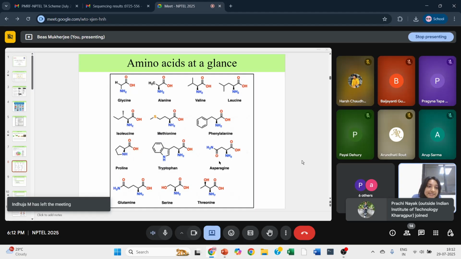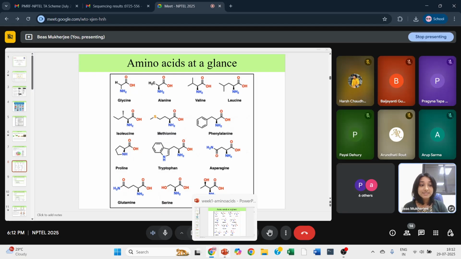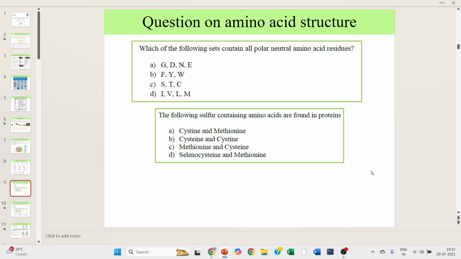For example, glycine is the amino acid. It has two hydrogens, so for its side chain, there is only one hydrogen. In alanine, instead of that hydrogen, you just put in a CH3 group. What happens in valine? There is a bifurcation like this. This is how you can try to remember all of this. It's simple. Just practice more, because this is necessary: for pH titration and all, you will have to remember the structures of these amino acids.